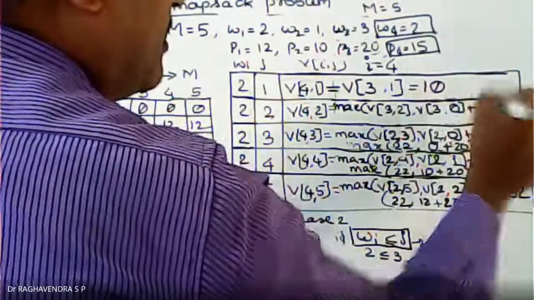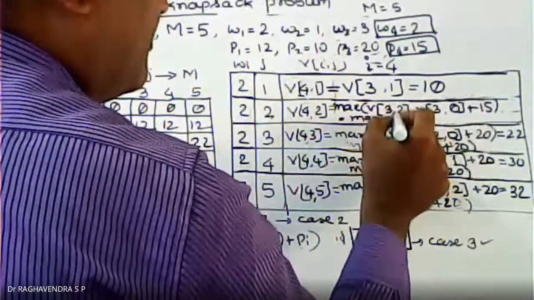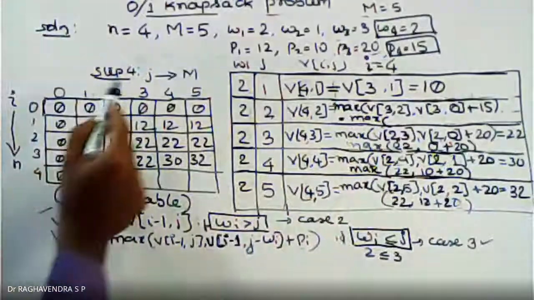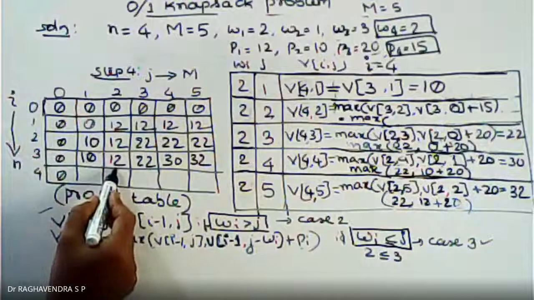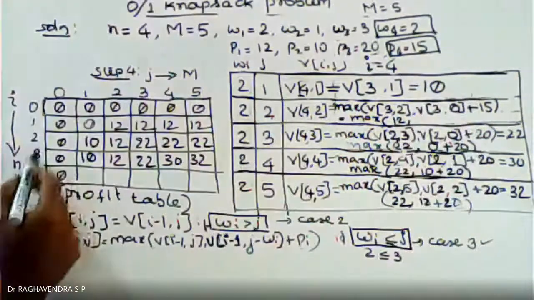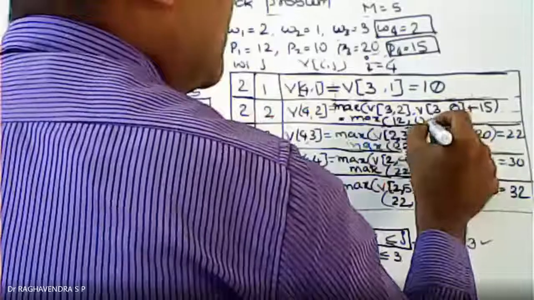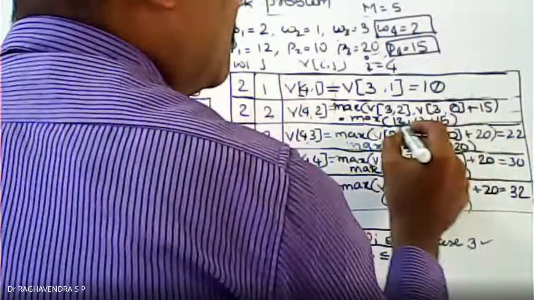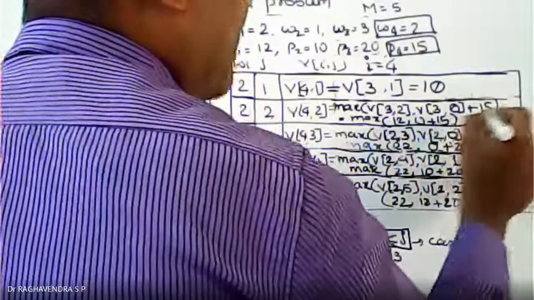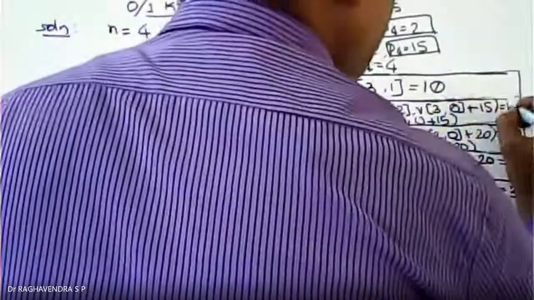15. Okay, so substitute: max of 3 comma 2, what is the value? 12. Comma 3 comma 0, what is the value? 0, plus 15. So we have 12 and we have 15. Which is the maximum? 15 will be the maximum.